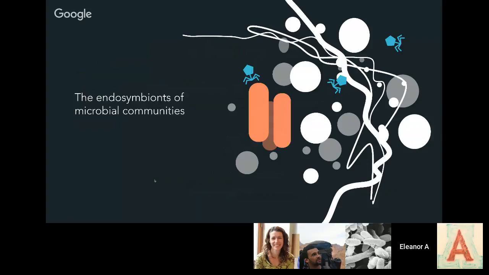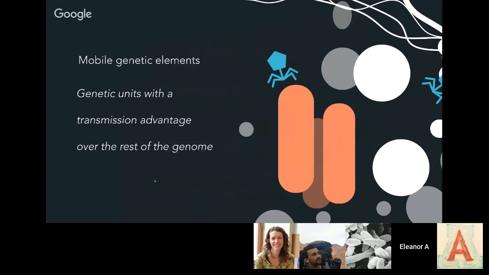So what am I referring to when I talk about mobile genetic elements? Well, the definition is kind of hazy and totally open to interpretation, but my 2 cents is that they are essentially any kind of units of genetic material that, unlike, say, a cell or a life form, rely on the cellular machinery of others, but have a transmission advantage over the rest of the genome. So for prokaryotes, this is all about having some route for horizontal transmission.